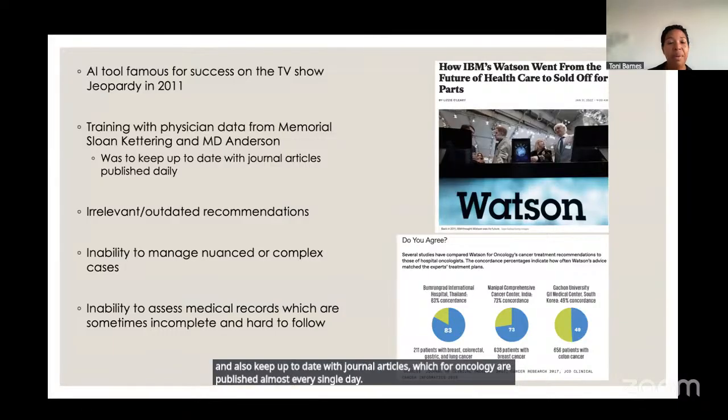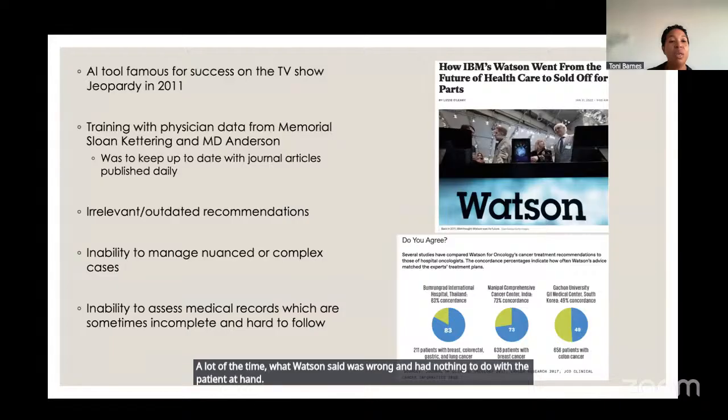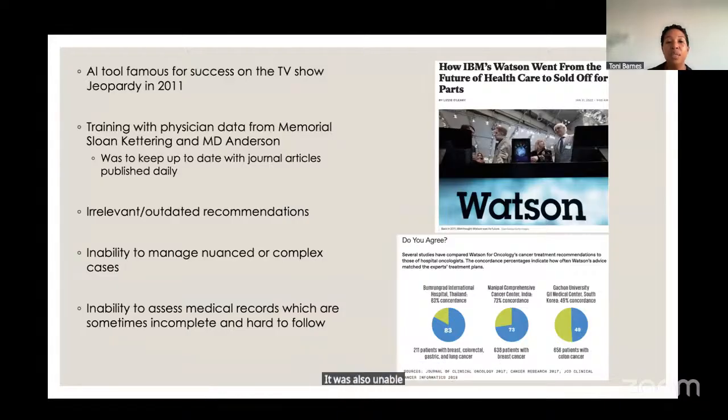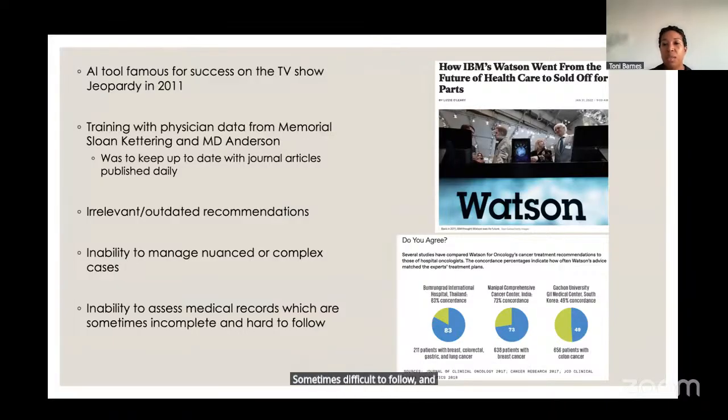The problem is that Watson produced basically irrelevant and outdated recommendations. A lot of the time, what Watson said was wrong and had nothing to do with the patient at hand. It was also unable to manage nuanced and complicated cases, and unable to assess medical records, which are sometimes incomplete, sometimes difficult to follow, and sometimes nuanced.